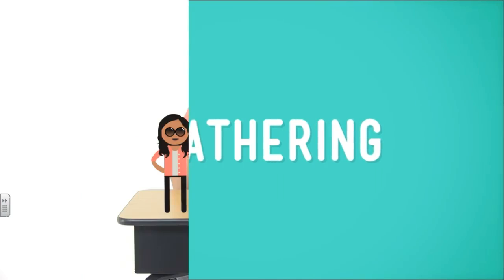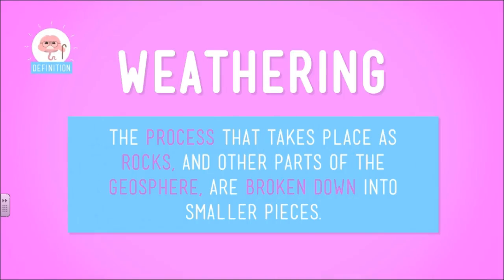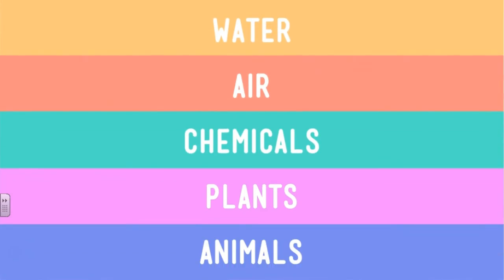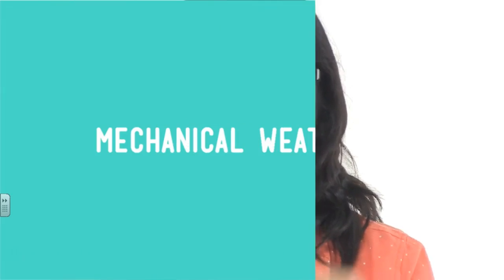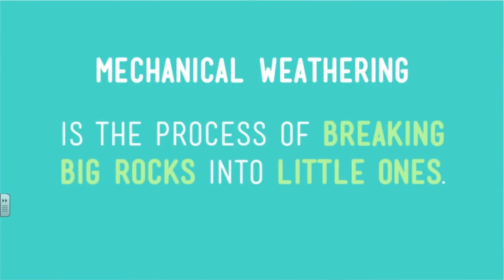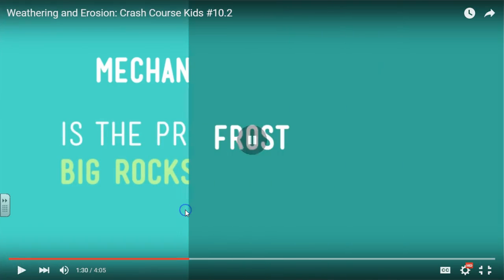To understand that, we need to discuss weathering. I'm not talking about the weather, like if it happens to be sunny or cold or foggy outside your window right now. I'm talking about weathering, the process that takes place as rocks and other parts of the geosphere are broken down into smaller pieces. Weathering can be caused by water, air, chemicals, plants, or even animals, including us. And there are two types of weathering you need to know about: mechanical weathering and chemical weathering. Mechanical weathering is the process of breaking big rocks into little ones.